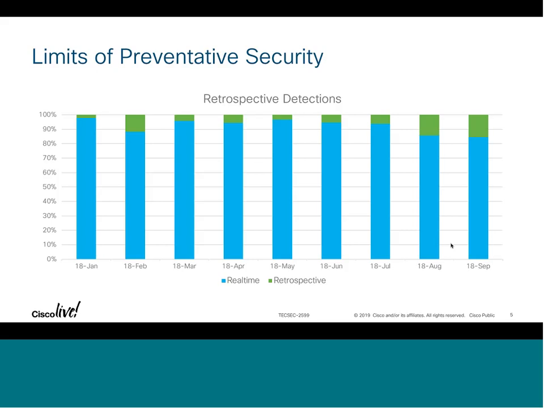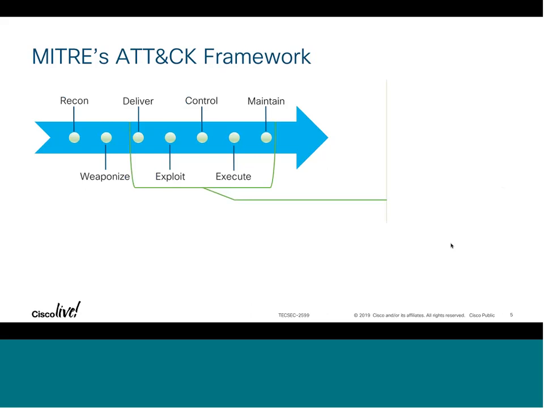And the numbers from Cisco bear this out. So what we're looking at here is statistics from a number of months observed from AMP, with the green portion of the bar representing retrospective detections. In other words, those are things where something initially gained access and then was later determined to be malicious. And we'll talk about how AMP handles that situation in a way that really sets it apart from a lot of the other tools.